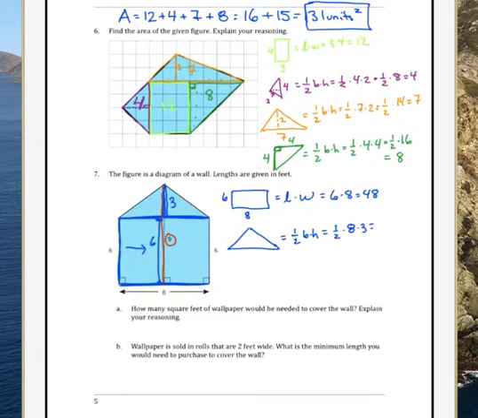So then I just do the math there. So I know 8 times 3 is 24. So I do 1/2 of 24, and I get 12.